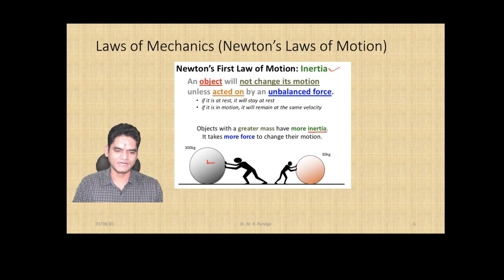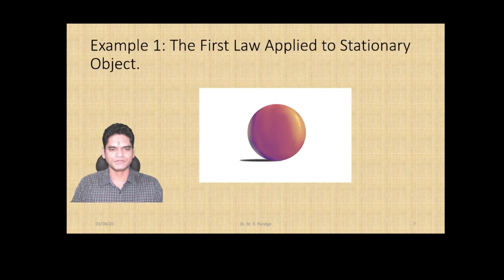This object has 300 kg weight. This object has 30 kg, so this object is 10 times bigger than this one, so it will take more force to change its position. Similarly, we have to understand the first law of motion with some examples. The first law applied to a stationary object: in this case, the object is stationary. A similar law can be applied to a moving object.